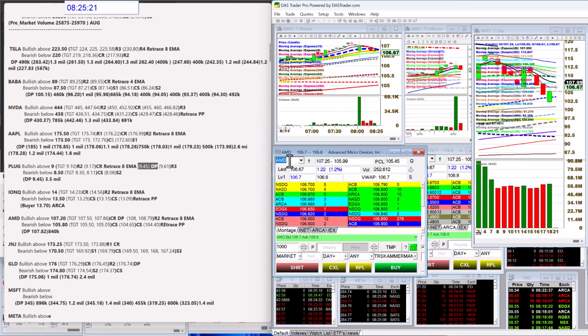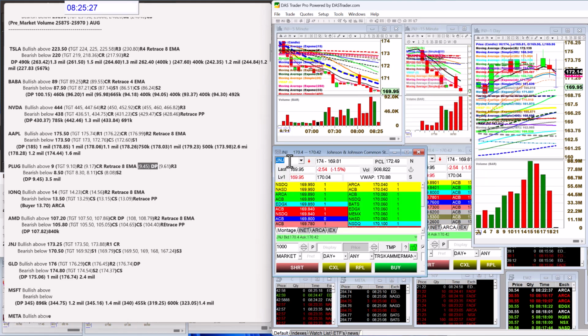AMD, we're going to be bullish above 107.20. Bear below 105.80. J&J has had, you know, a ridiculous amount of dark pool activity. Bear below 170.50. We've already fallen below there. So 169.80. That's our next level to go short. Or maybe the 170 level if we pop up a little bit on that second test, and bullish above 173.25.